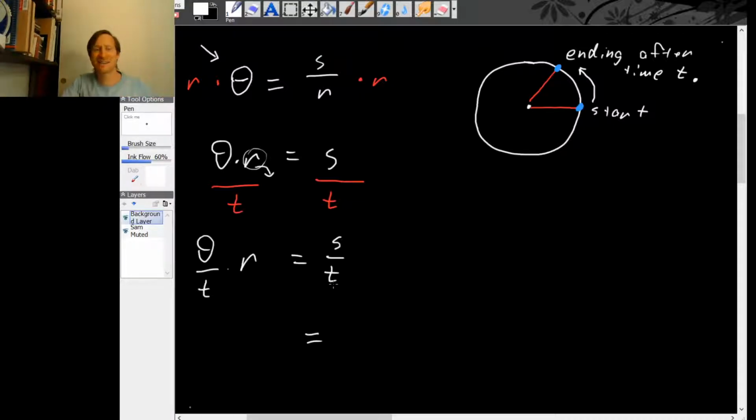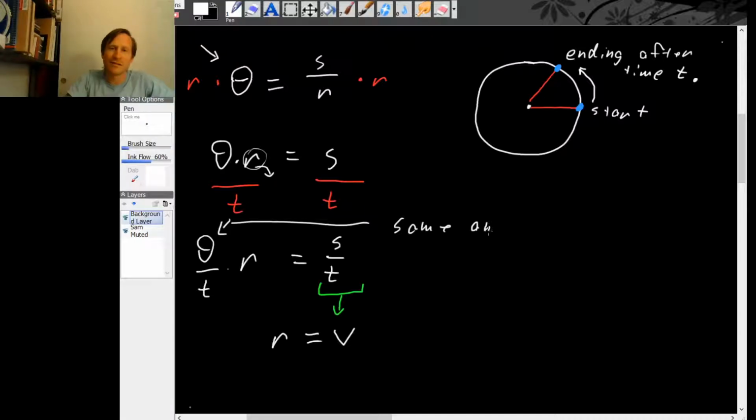Well, anytime you divide a distance by a time, that gives you a speed. So this arc length over t, that's really just a velocity or a speed. So we'll call that v, since this is how fast the point on the edge of the circle is moving. And on the left-hand side, we get r times theta over t. Well, what is theta over t? It's some angle that the circle has rotated through in some amount of time.